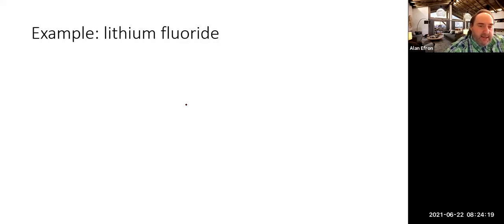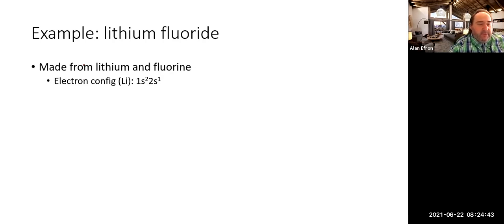So let's take a look at ionic bonding and how we could use these Lewis dot symbols to help us understand what is happening in the formation of an ionic bond. So let's take a look at lithium fluoride. Lithium has an electron configuration of 1s2, 2s1. Fluorine has a configuration of 1s2, 2s2, 2p5.